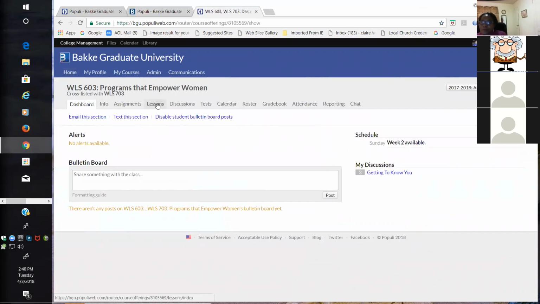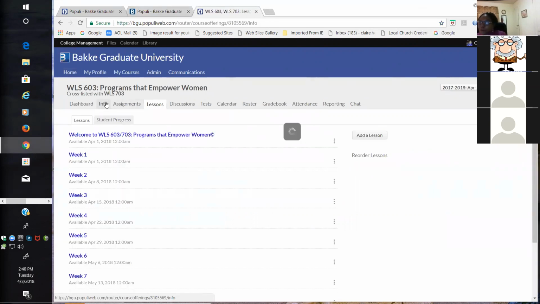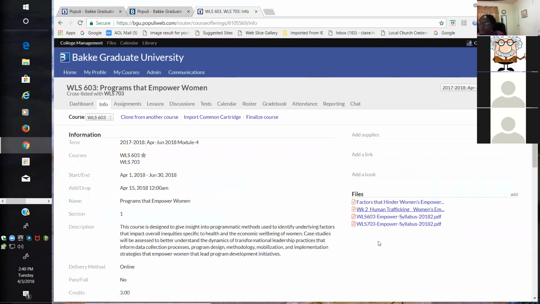So we're going to lessons. Oh, before we go to the lessons, let me take you to the info page and show you what I do. You see, when you click on info, you see those files come up to the right. That's where I put files that I'd like you to be able to access and use. So for example, we have the syllabus there. There are 2 copies of the syllabus, the one for 703 and the one for 603. You are doing it for 4 credit hours, so you will open the one for 703. And then I have a PowerPoint presentation. I'm going to go to that.